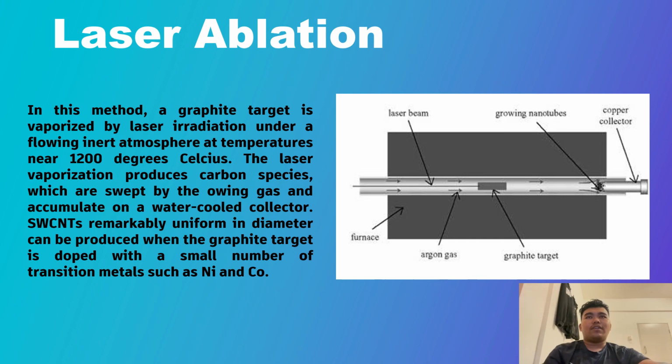First method, laser ablation. In this method, a graphite target is vaporized by laser irradiation under a flowing inert atmosphere at temperature near 1200 degrees Celsius. The laser vaporization produces carbon species which are swept by the flowing gas and accumulate on a water-cooled collector. Single-wall carbon nanotubes, remarkably uniform in diameter, can be produced when the graphite target is doped with a small number of transition metal such as nickel and cobalt.